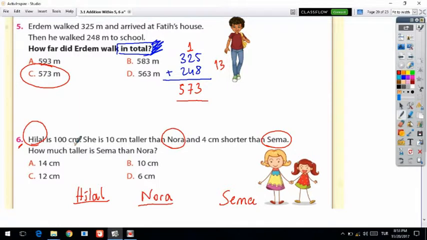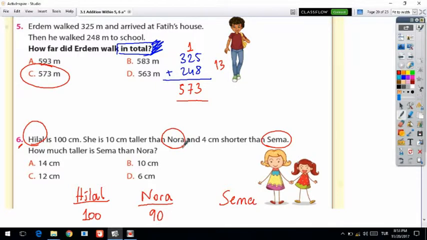So now let's look at this one. Hilal is 100 centimeters. So she means who is she? Hilal. Hilal is 10 centimeters taller than Nora. So Nora is 10 centimeters shorter than Hilal. Shorter shows you less than. We know the meaning of less than, minus. So we subtract 10 from 100, so you make 90. So now let's continue.